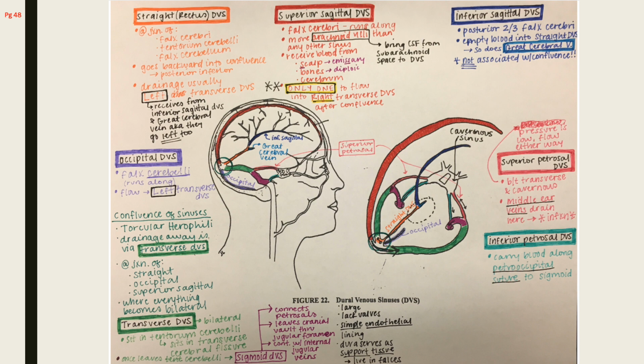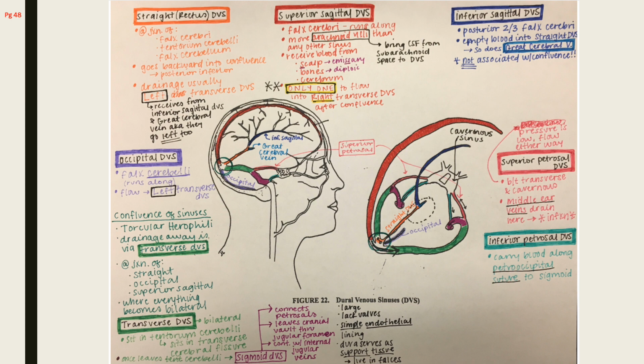Next, we've got the sigmoid dural venous sinuses, mid-page 48. These are also bilateral because everything's bilateral once we leave the confluence. Big thing with this is realize that these are the ones that are going to be continuous with the internal jugular vein. And that should ring a bell because we talked about at the beginning of this section that internal jugular veins are the end game for this drainage system.